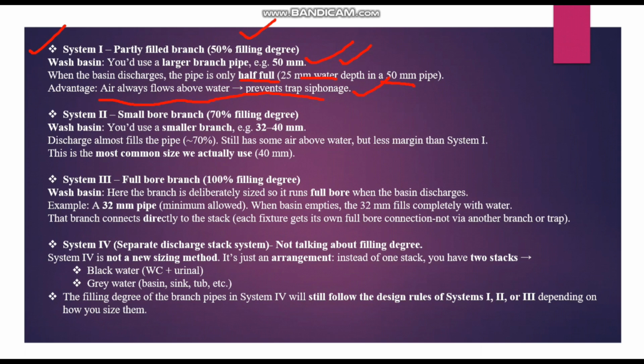Coming to system 2, we would use a smaller branch, like 32 to 40 mm, normally 40 mm, for system 2, where a 70% filling degree is followed. This is the most common size we actually use, 40 mm for the wash basin.